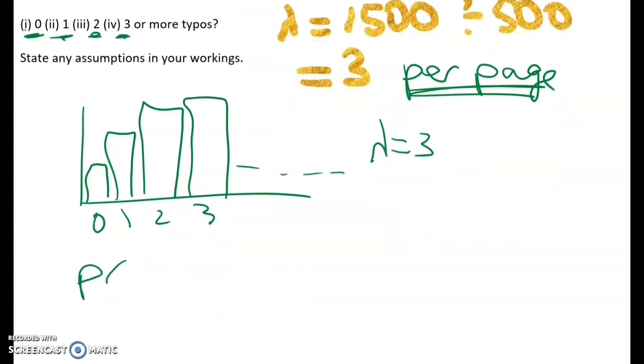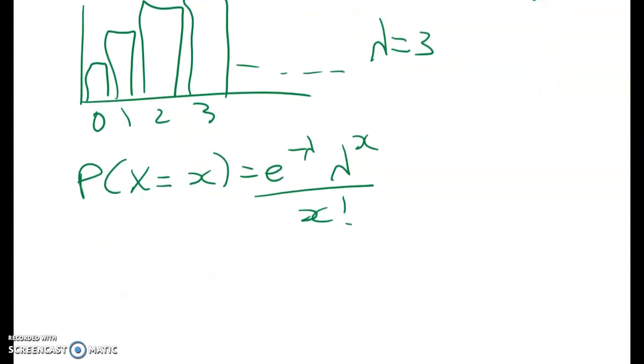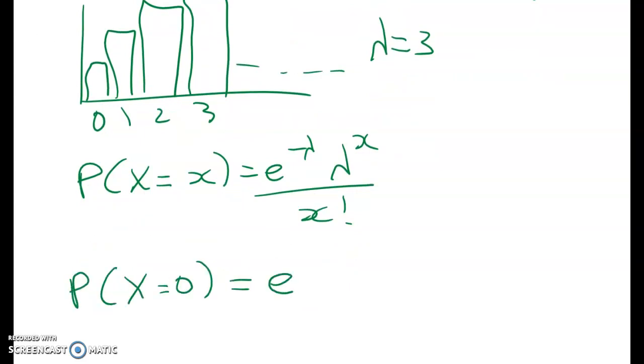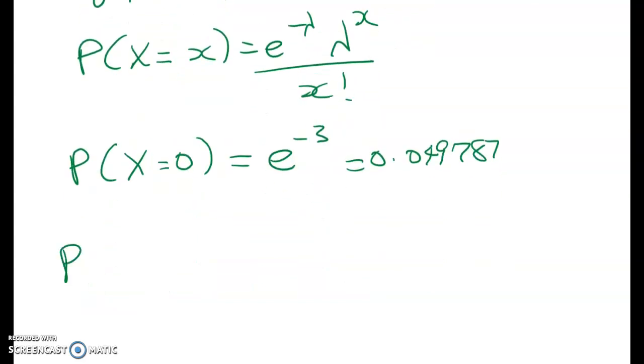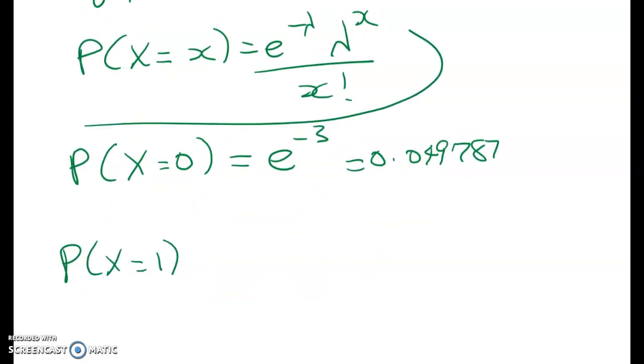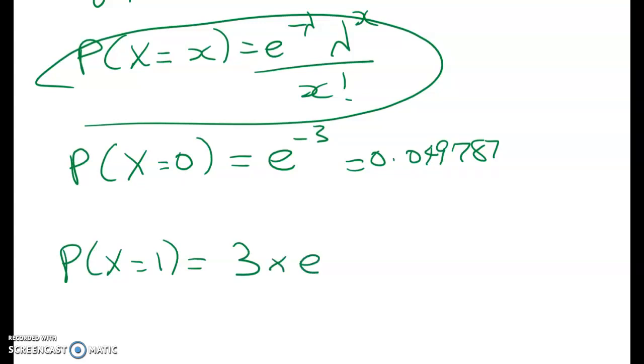So we know the formula for a Poisson distribution is this. It's e to the negative lambda times lambda to the x over x factorial. So the first one, the probability that there are no typos, is going to be equal to e to the negative 3, and that works out to be 0.049787. To find the probability that x equals 1, I can either use that formula or I can use the recurrence relation, which says that it's going to be 3 times, so lambda times e to the negative 3 over 1 factorial. So that's an easy way to do it.